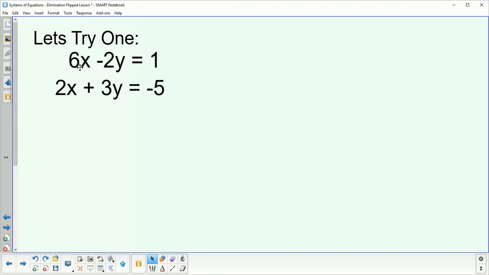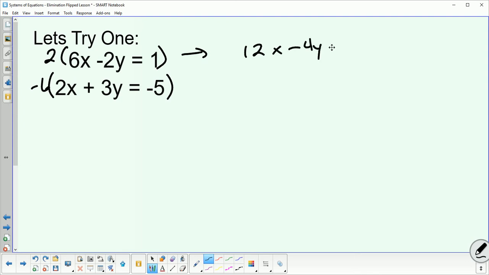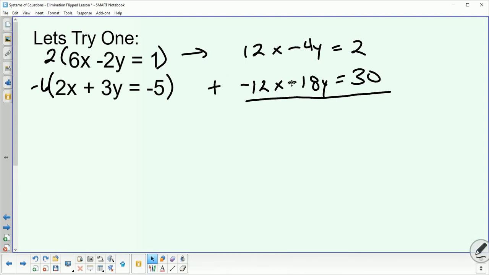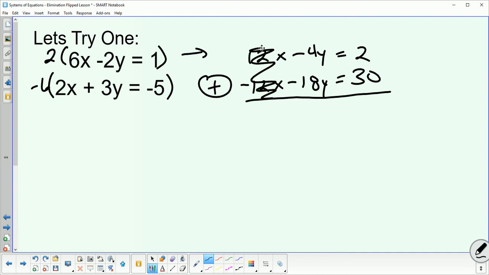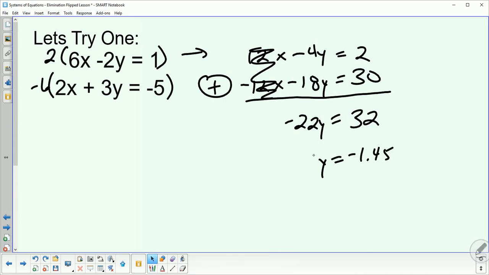If we go back and try that first one now from the beginning, we said we're going to multiply the first equation by 2 and our second one by a negative 6. So we'd end up with the equation 12x minus 4y equals 2, and our second equation was negative 12x minus 18y equals a positive 30. Then step 2 was to add the two equations. 12x minus 12x, these two are going to cancel out, as they should. The second one, negative 4y minus 18y, is going to give us a negative 22y, and we'd end up with 32 when we add everything on that side. Dividing both sides by negative 22, 32 divided by negative 22 is going to give us a negative 1.45, and that's okay. We can get a decimal, we can get a negative.